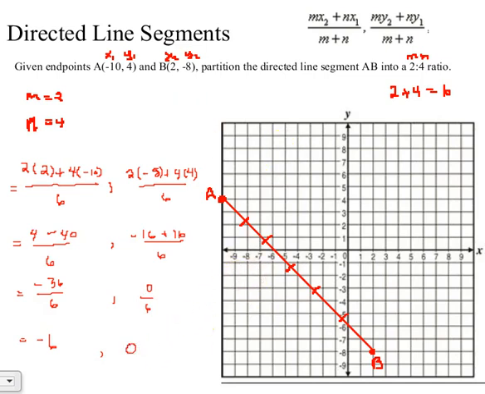So right here at -6 and 0 is where the 2 to 4 ratio happens to be. And that's it. Hope this helps.